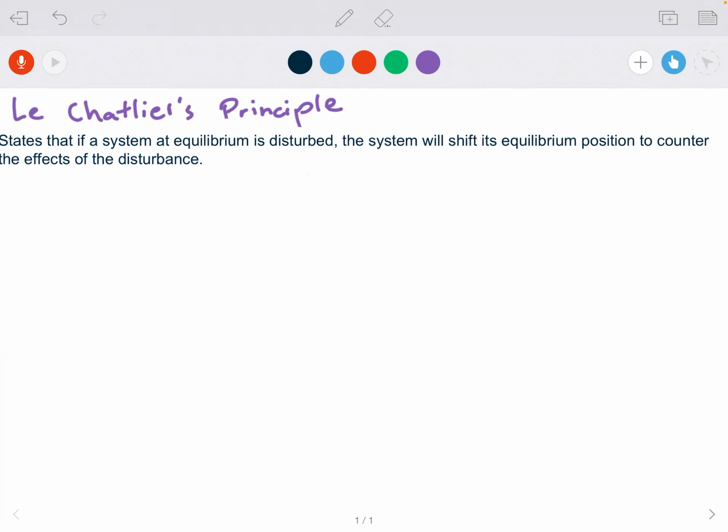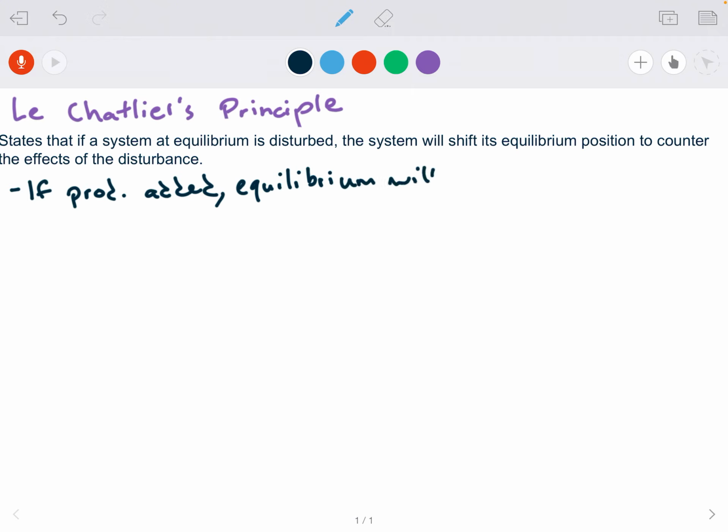So I know that that definition is a little bit wordy, but I'm going to go through some examples of disturbances you may see to an equilibrium system. So if product is added, equilibrium will shift towards reactants.